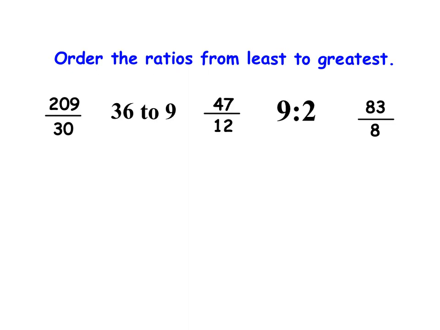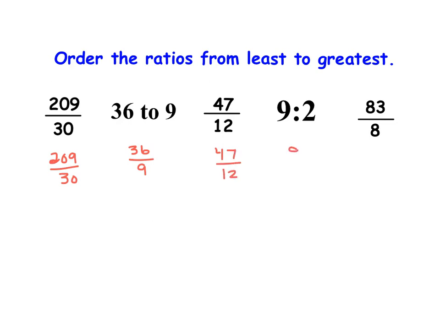So now let's look at how we actually order ratios from least to greatest. So here you can see that we have 1, 2, 3, 4, 5 different ratios. And what I notice is that they're written in all different ways. So what I like to do when I first start ordering ratios is I like to go through and put them all in the same form. So I like to start off by saying, okay, I'm going to write them all as fractions to start.